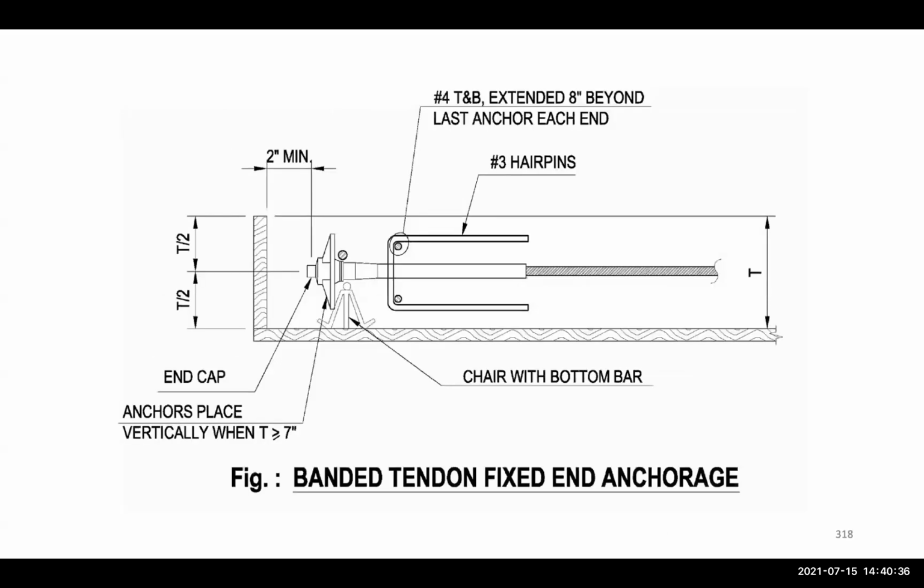Here we have another example. For example, this is a fixed end anchorage. For a fixed end anchorage, we can see the hairpins and the number 4 bars, top and bottom. Again, this is to prevent cracking in this area. We have to be careful because a large force is applied at the ends here to apply the pre-tensioning force.